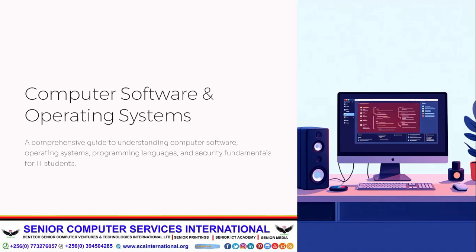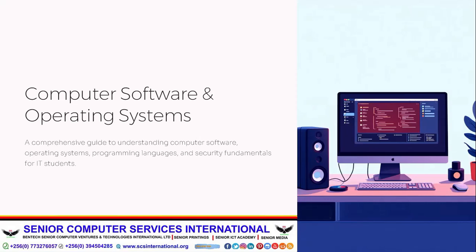Let me also explain some things about operating systems. An operating system is one of the most essential pieces of software on any computer. It is often called the heart or the manager of the computer because it controls how the hardware and software work together. When you turn on the computer, the operating system loads first and allows you to interact with the machine.